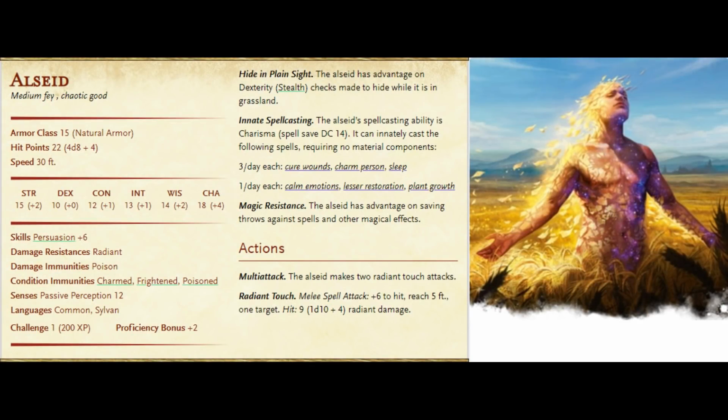The Alseids is from Mythic Odysseys of Theros, and we get 2 of these, and they each have the Plant Growth spell. Now, Plant Growth is a very strong spell, but you need the right kind of terrain to use it at all. But in any terrain, well, as a druid, sometimes you're called upon to be the healer. And instead of preparing and casting a bunch of healing spells, you could consider just preparing and casting Conjure Woodland Beings instead.